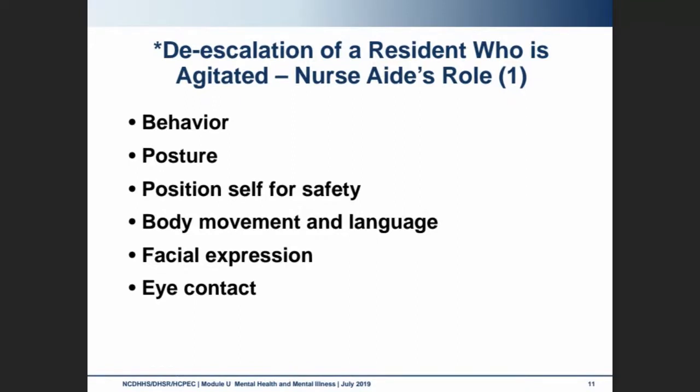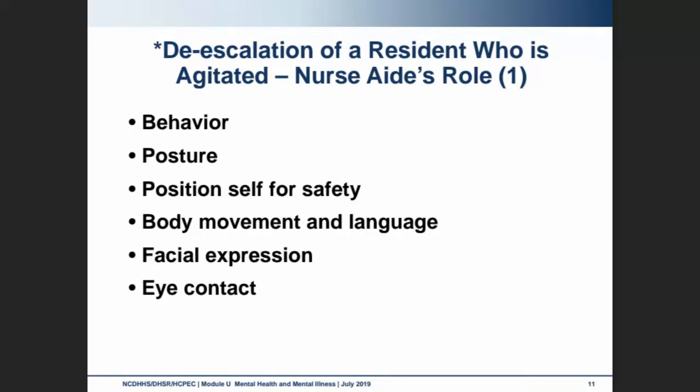And one of the key things with an agitated resident: even if touching that resident, like on the shoulder or the arm, is generally something that's accepted with them and okay, we don't touch the agitated resident. It's too easy for the agitated person to misinterpret that as hostile or threatening.